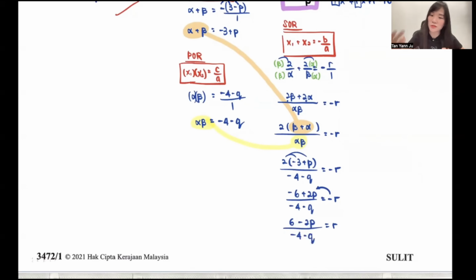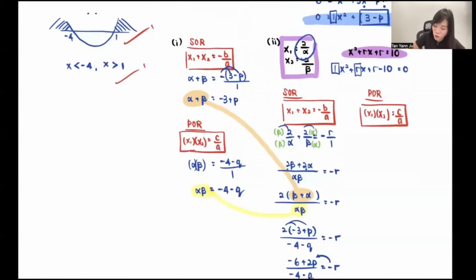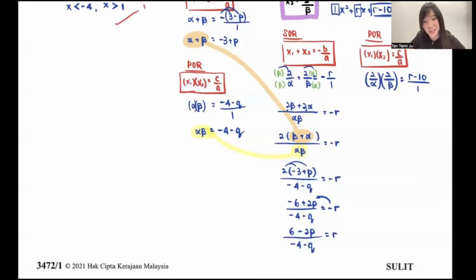Then until here, don't know how to do already. Too many unknowns, my dear. Don't give up. Never mind. Still got POR. Correct? So POR formula is x1 times x2 equals C over A. So now again, it's time for you to sub. So guys, my x1, 2 over alpha, 2 over beta, again sub inside. 2 over alpha, 2 over beta. Then my C, now guys, luckily you move over the negative 10, because if not, you won't realize the C is actually R minus 10. Your A is 1.